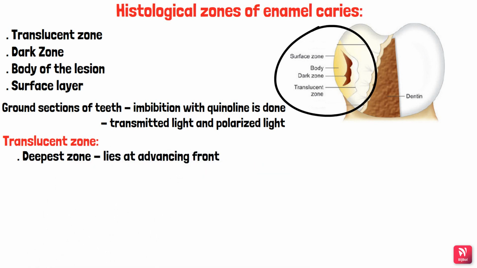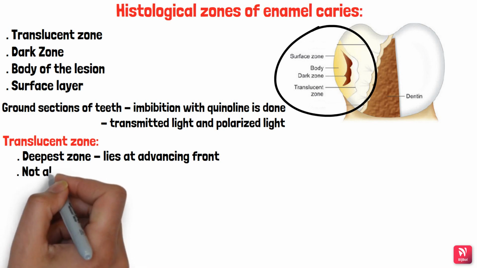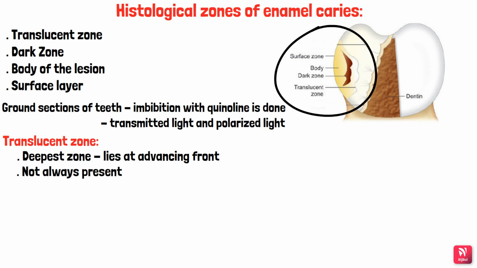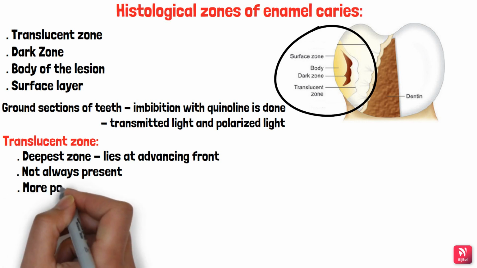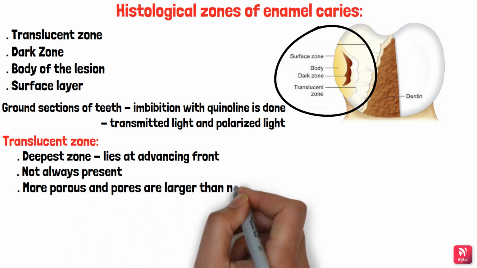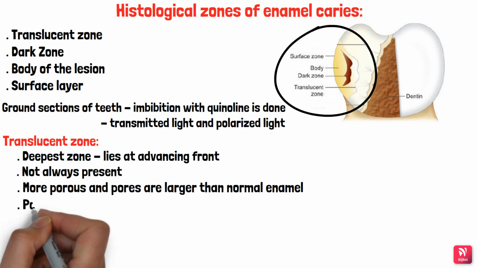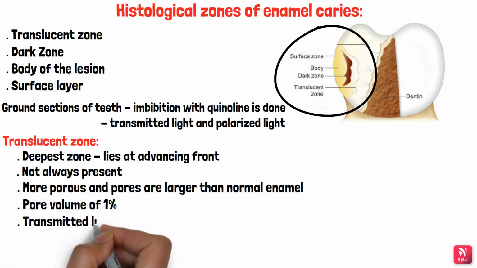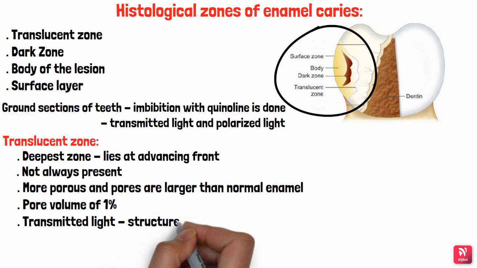Here, it is the deepest zone and lies at the advancing front, and half of the times this translucent zone is not present. So it is not always present, and as it is a carious lesion, definitely there will be pores in each and every zone. Comparatively, here the translucent zone is more porous, and the pores are larger than in normal enamel, and this pore volume is around 1%.